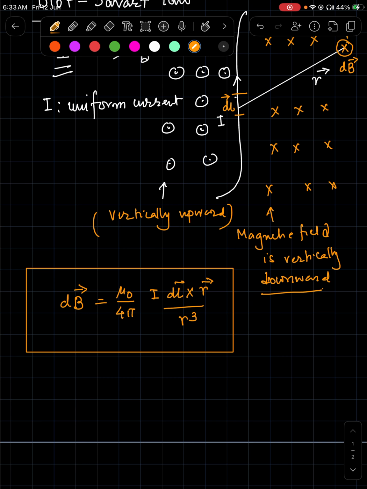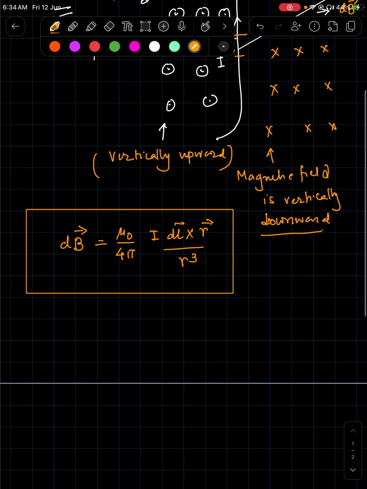We just have to remember which is the first vector in the cross product and which is the second vector in the cross product. That is, dl is coming first and vector r coming next, and that we have to remember. But we are not bothering about the direction coming from the cross product. We have already fixed the direction. We already know the direction.